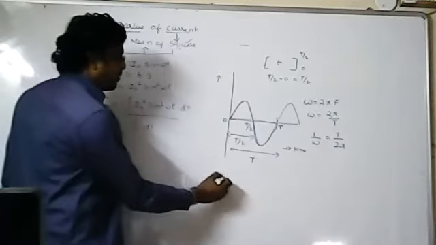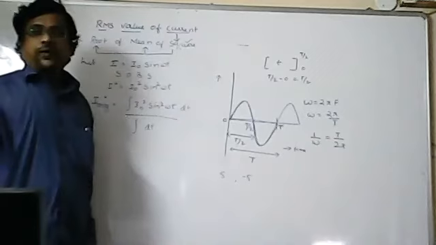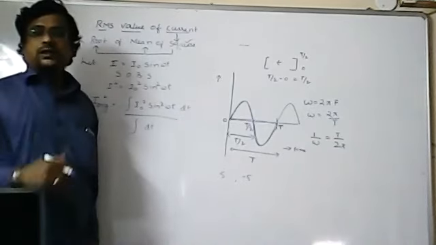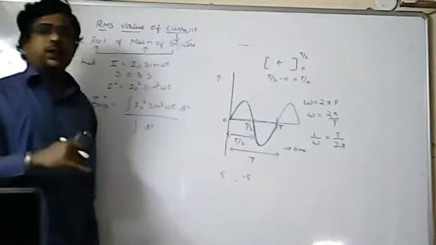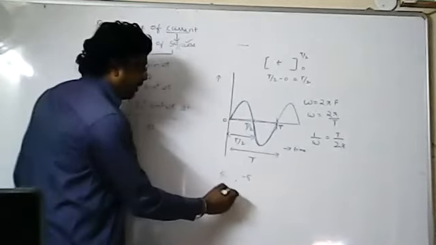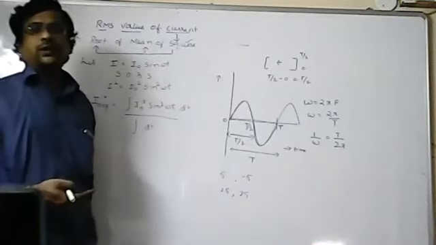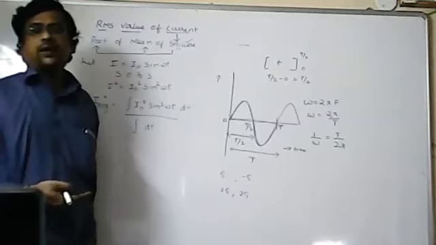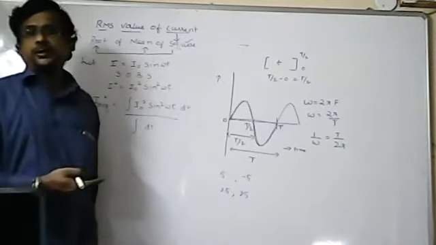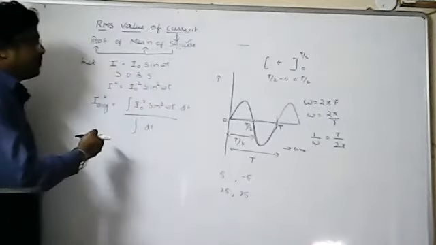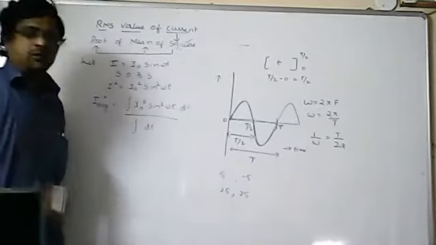For example, if I have given two numbers, 5 and minus 5, and I ask you to find the mean, it is 0 directly. If I ask you to square it and find the mean, 5 square is 25, minus 5 square is 25. Now you can find the average of the squared values, because I am squaring it. So here also, same thing. That is the reason I will take one complete cycle. The negative will now become positive.